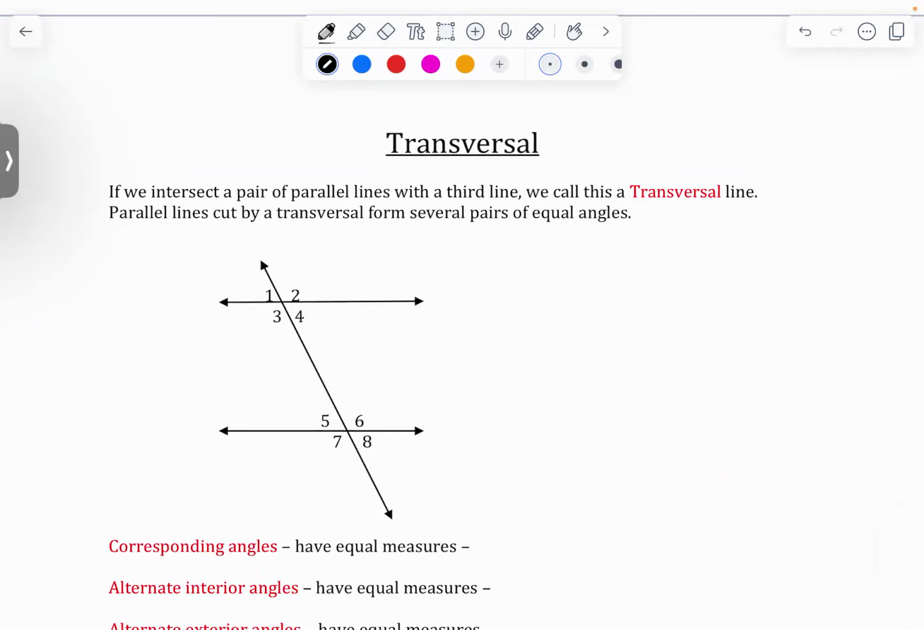A transversal is really nice. A transversal is when you have 2 parallel lines and then a third line that crosses them both. The reason why this is so interesting is it has so many interesting properties of what angles are equivalent, because so many different angles are going to be equal.